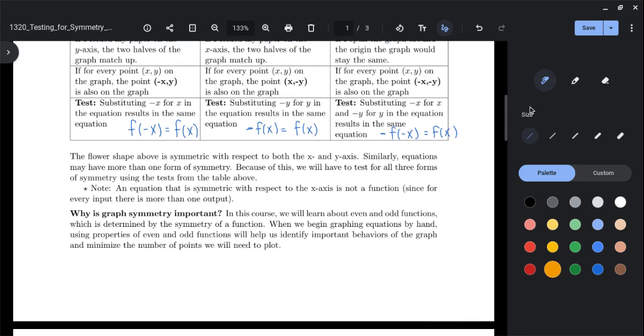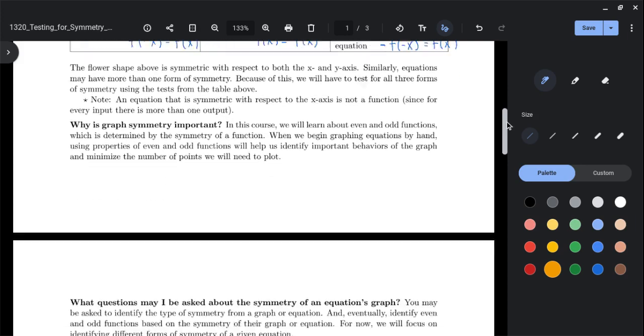So why are we looking at different types of graph symmetry? Why is this important? Well, in this course, we are going to learn about something called even and odd functions, which is actually determined by the symmetry of a function. So when we begin graphing equations by hand, we're going to be able to use properties of even and odd functions, which is going to make our life a little easier because we're going to be able to identify some behaviors at the end of our graph, which is going to minimize the number of points that we're going to have to plot and find by hand. So that is one reason why graph symmetry is important.